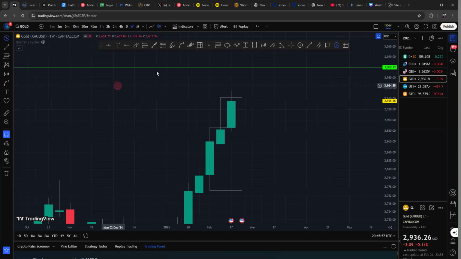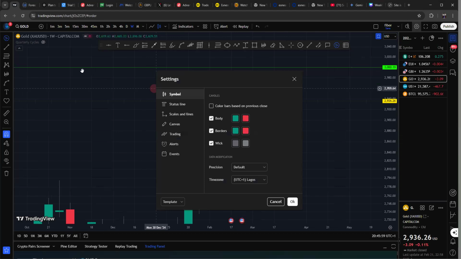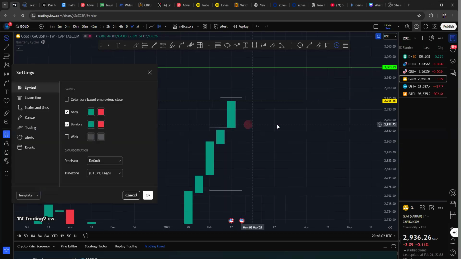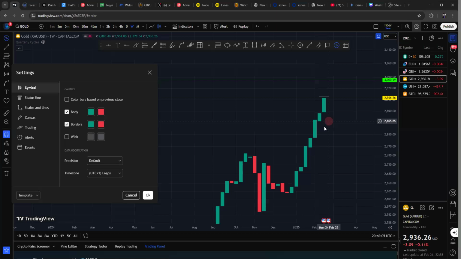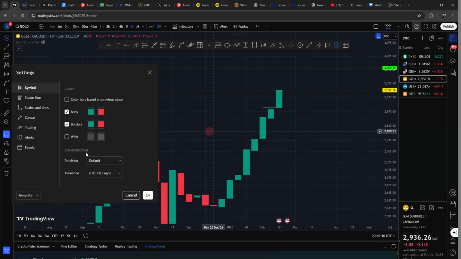When you look at this chart, you don't have reasons to expect some sales, all right? We don't see any major selling points. We don't see it, right? We just see heavy buying momentum.